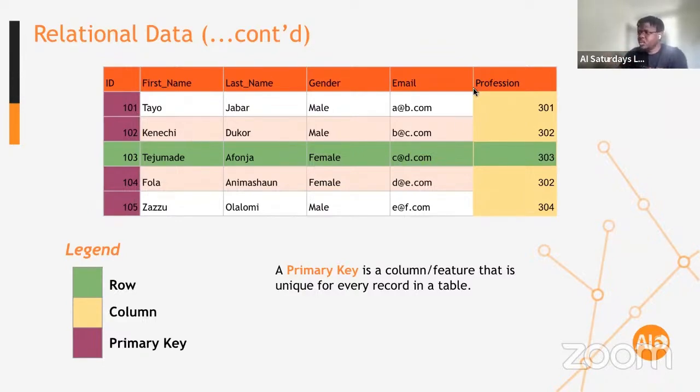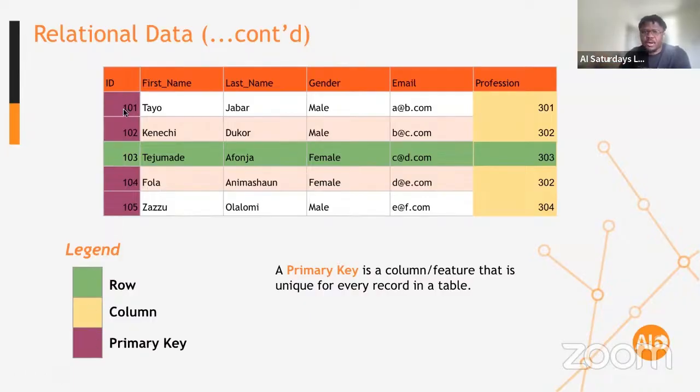So if I took out profession from this table, you realize that I still have some information about everybody on the table. That's what we mean by a column: it is just a unique field. It's just one field that gives partial information about the record.